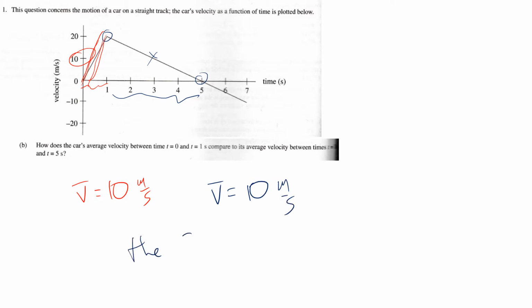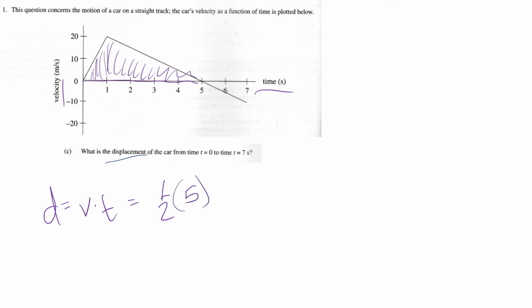What's the midpoint? 10. So I'll call this area. So V bar is equal to 10 meters per second in red. Compared to the blue area, we're going 20 to 5. Where's the midpoint? The midpoint's right about there. It's at 10. So V bar is equal to 10 meters per second. How do they compare? They are the same. Ta-da!